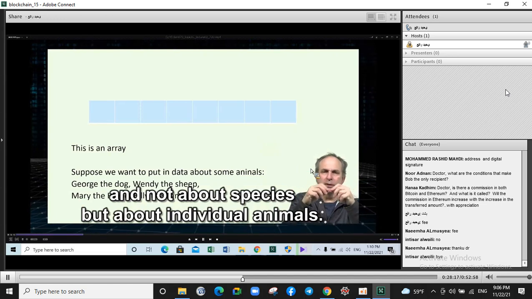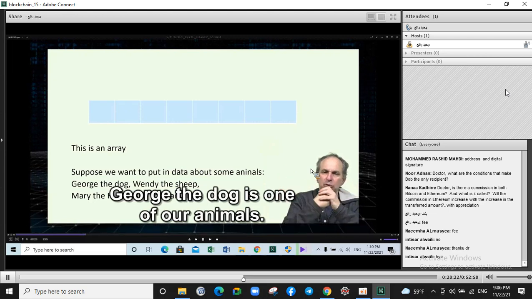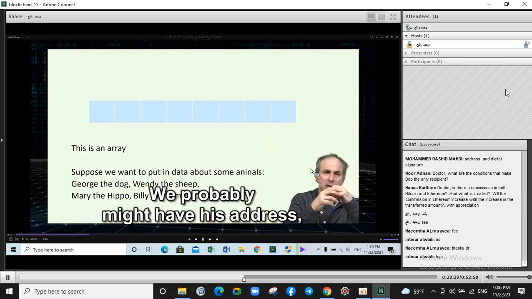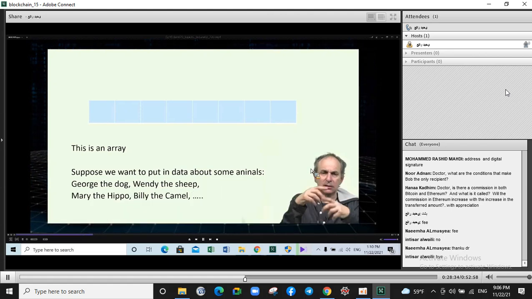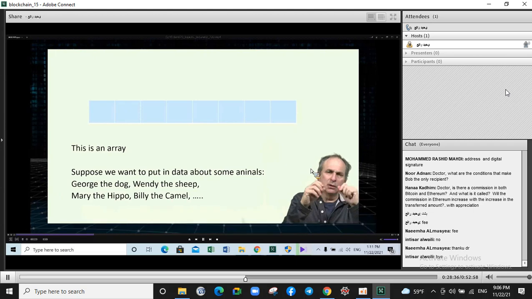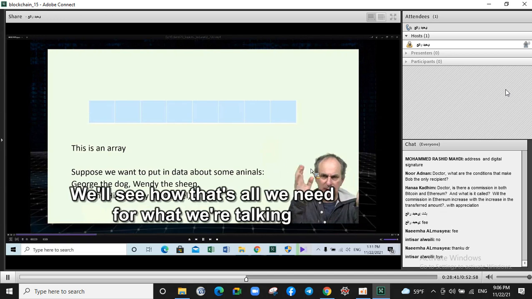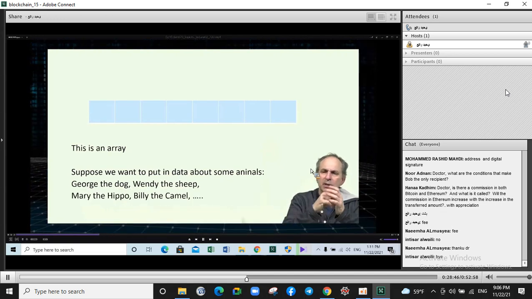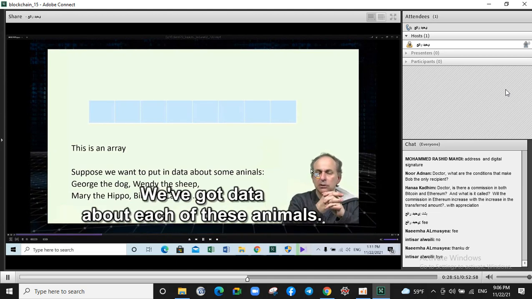Now, George the dog, probably we have a lot more data than just that he's called George and he's a dog. We might have his address, his vaccination record, all kinds of things about George. The data might be quite rich, but we're just referring to him as George the dog for now, and we'll see that's all we need for this lecture. So here's some of the data we've got, about each of these animals: George the dog, Wendy the sheep, Mary the hippo, Billy the camel, and several others.